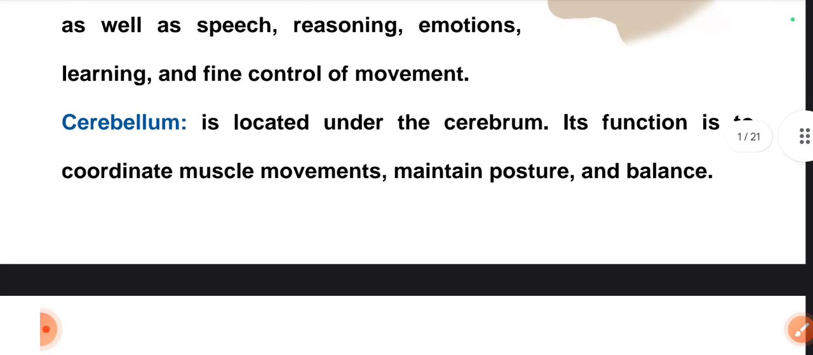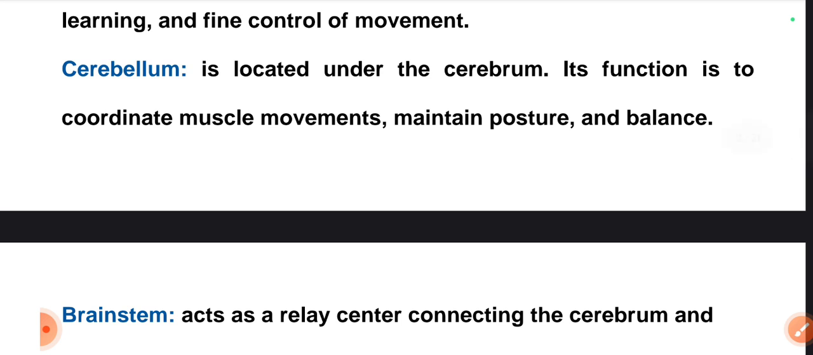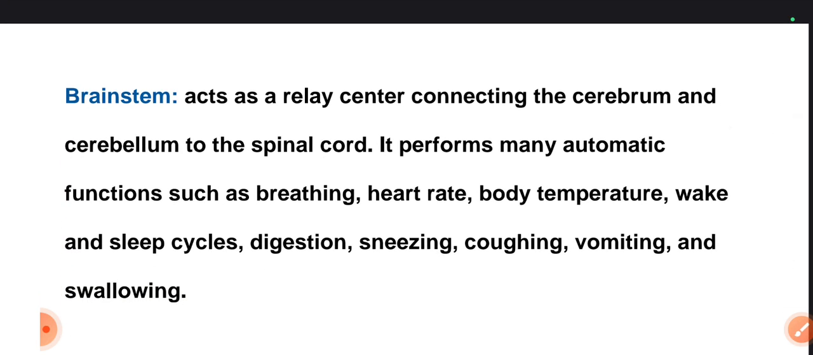And the next part is the cerebellum. It is located under the cerebrum. Its function is to coordinate the muscle movements, and maintain posture and balance. And the last one is the brain stem. The brain stem is a relay center connecting the cerebrum and the cerebellum to the spinal cord. It performs many automatic functions like breathing, heart rate, body temperature, wake and sleep cycle, digestion, sneezing, coughing, vomiting, and swallowing. So these are the functions of the brain stem.